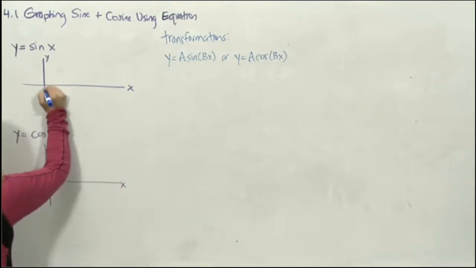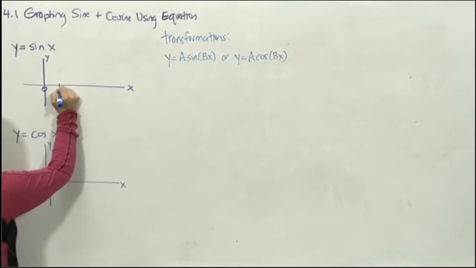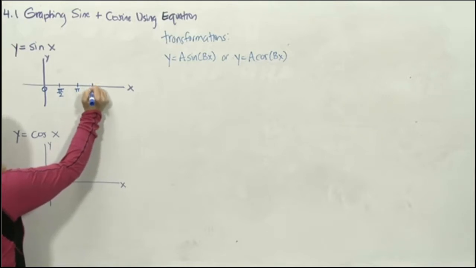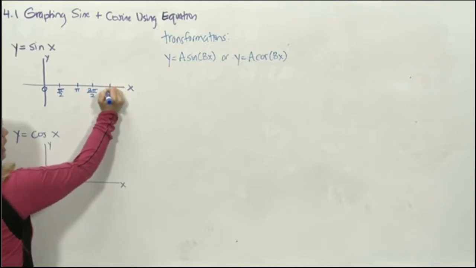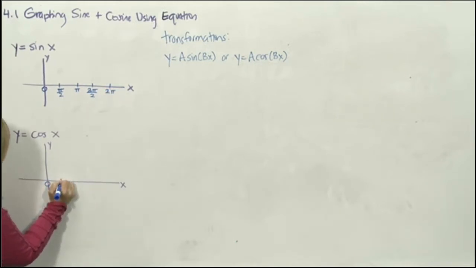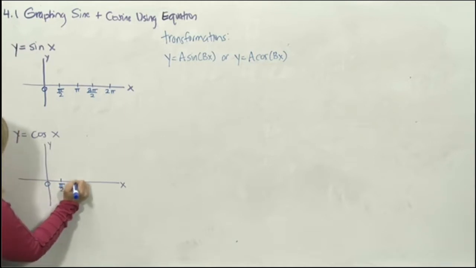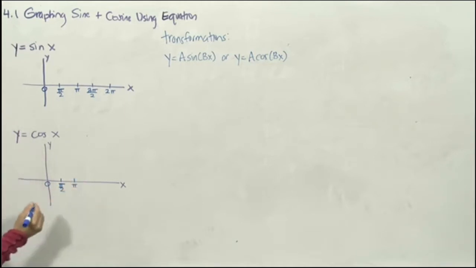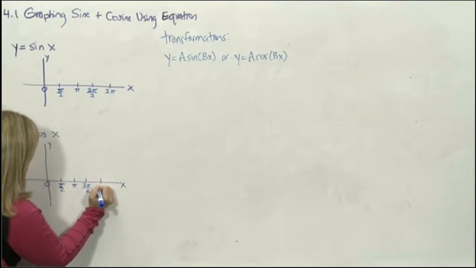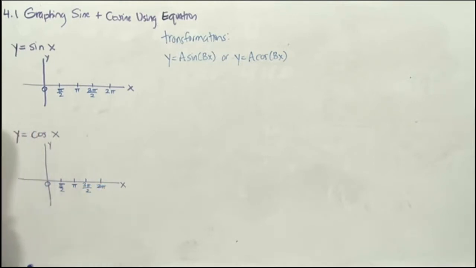So we're going to put 0. We're going to put 90, which is pi over 2. 180, which is pi. 270 is 3 pi over 2. And 360 is 2 pi. I'm going to do the same thing down here for cosine. I'm going to put 90 pi over 2, 180 pi, 270, 3 pi over 2, and 360 2 pi.